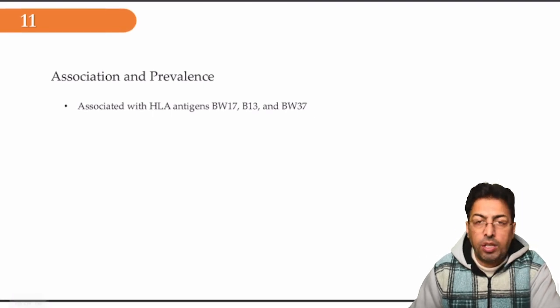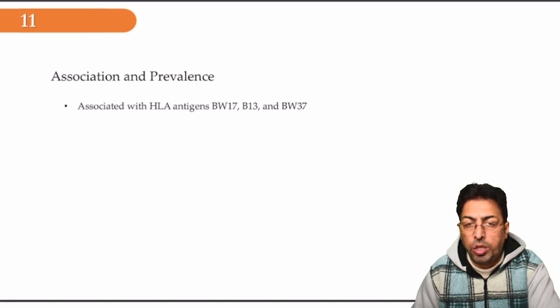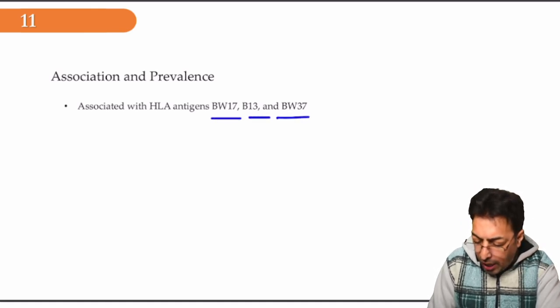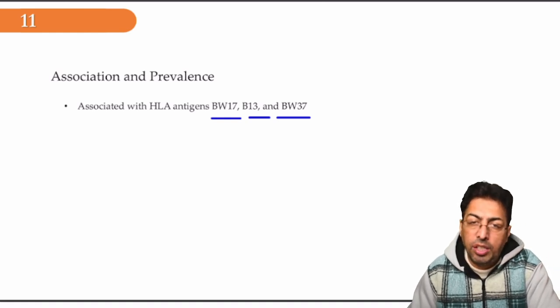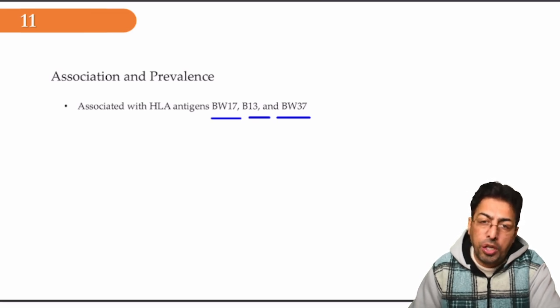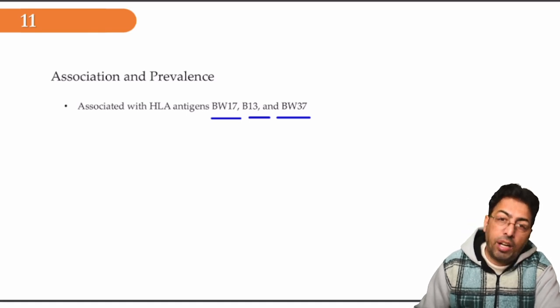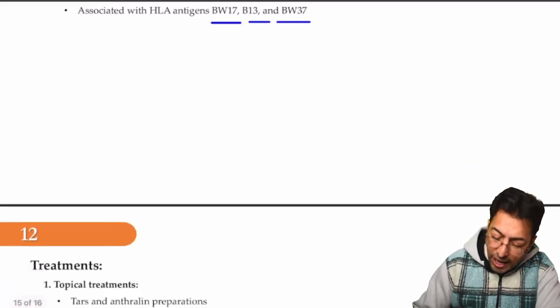Now, what are the various HLAs associated with psoriasis? A question again asked many a time. So BW17, B13, and BW37. This is the characteristic HLA association of psoriasis. HLA associations are asked in many questions, say dermatitis herpetiformis, say rheumatoid arthritis, and this is one clinical condition wherein you have to remember the HLA association.